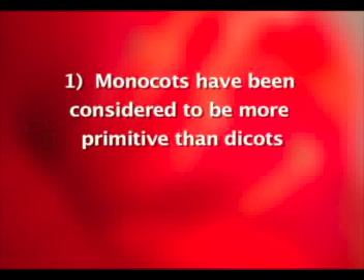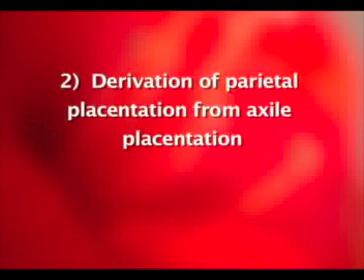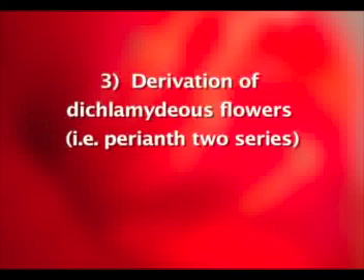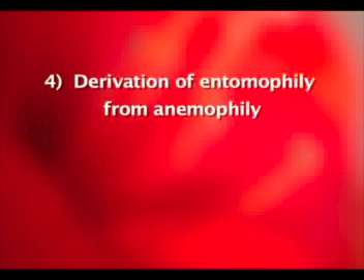Now the demerits of the Engler and Prantl system of classification. First, monocots have been considered to be more primitive than dicots, which does not correspond to the present day evidence. Number second, derivation of parietal placentation from axial placentation. Number third, derivation of dichlamydeous flowers, that is perianth in two series, from monochlamydeous ones, that is perianth in a single series, is objectionable. Number fourth, derivation of entomophily from anemophily.